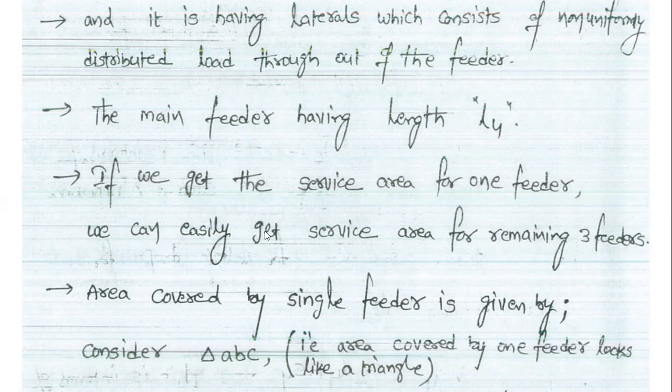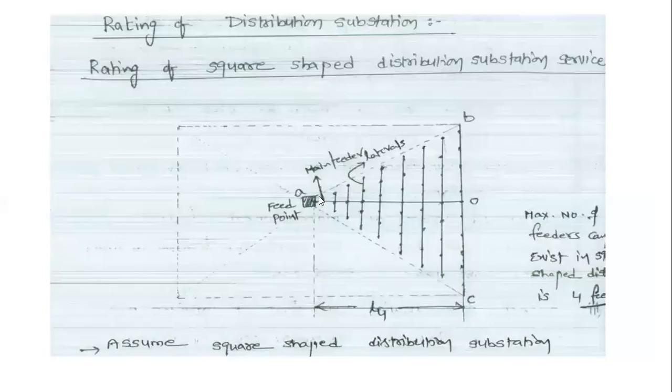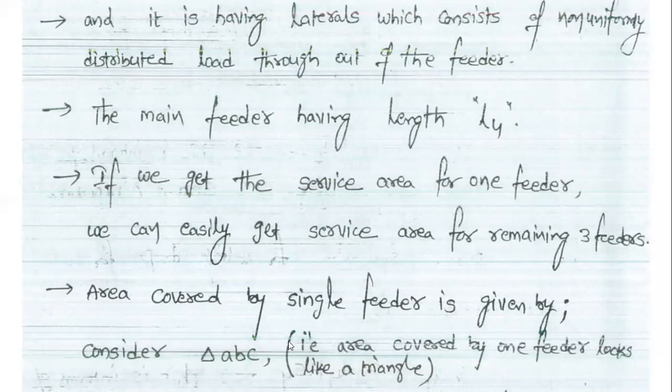The area covered by a single feeder is given by the triangle ABC. First we calculate the area for that single feeder. This is the single feeder area, and these dotted lines are the laterals, that means the distributors, which indicate the loads. Consider a small area, triangle ABC, which is the area covered by one feeder.